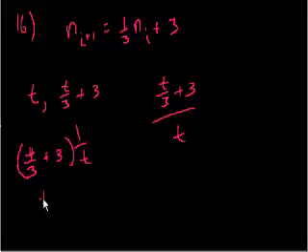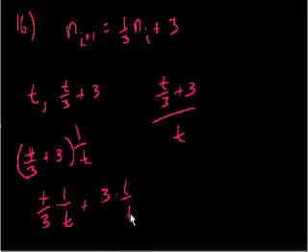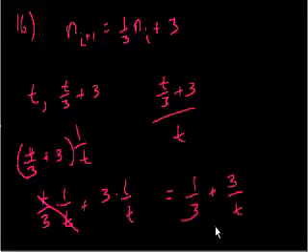That's the same thing as t over 3 times 1 over t plus 3 times 1 over t. I just distributed the 1 over t. These cancel out, so that equals 1/3 plus 3 over t.